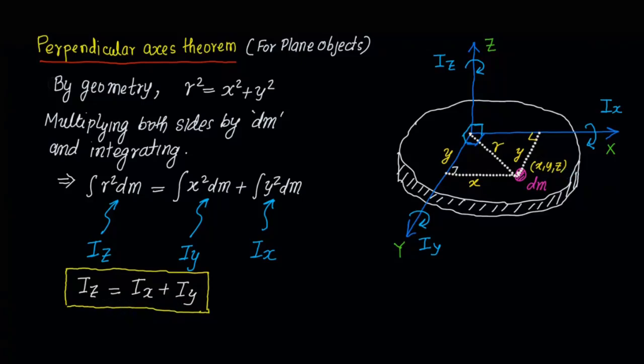Now by using these theorems, that is the parallel axis theorem and the perpendicular axis theorem, in the next part we shall be deriving the moment of inertia of some known geometrical objects such as rods, discs, rings, etc. So in the next lecture we shall be deriving the expressions of moment of inertia of various objects.